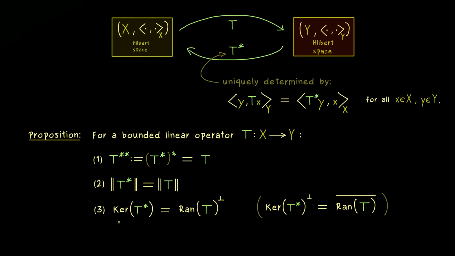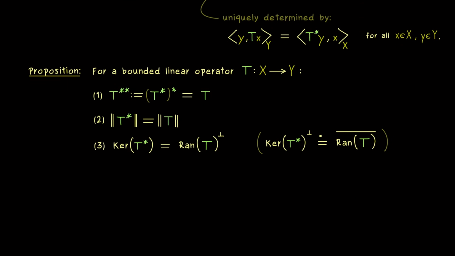So there are two things that are really important to remember. First, a kernel is always a closed set, but a range is not always a closed set. Indeed, in linear algebra, when we only have finite dimensional vector spaces, we don't need this closure here, but in the general infinite dimensional case, we need it. So please don't forget that, in general, the range of an operator is not closed.